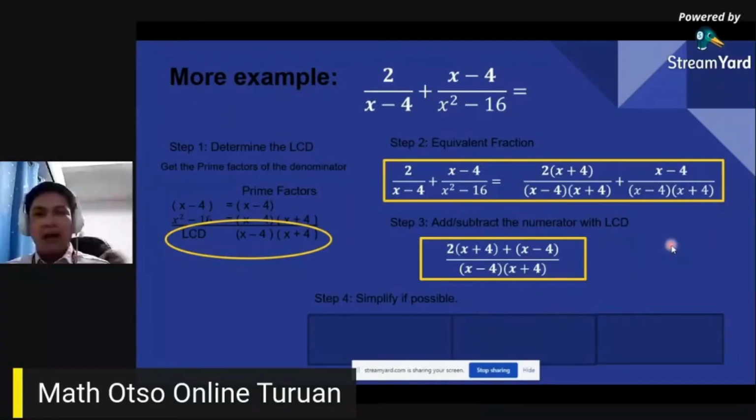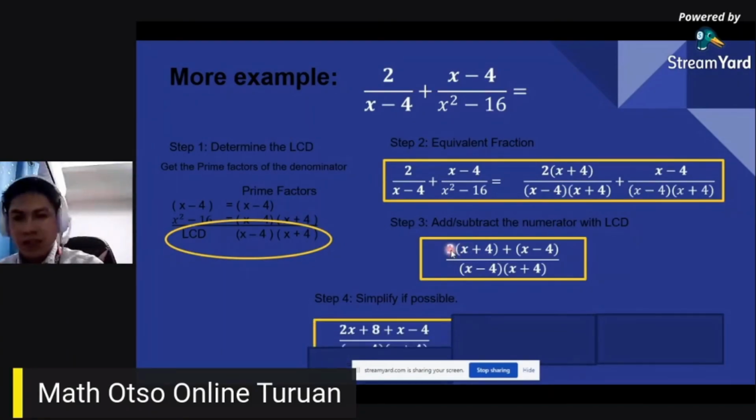Then, simplify. So, simplify natin. Guys, ito, 2 times x plus 4, itatimes natin yon. So, what will be the result? 2 times x, that is 2x. 2 times positive 4, that is positive 8, plus x minus 4, all over LCD. Ayan ha, sana kita nyo yan.